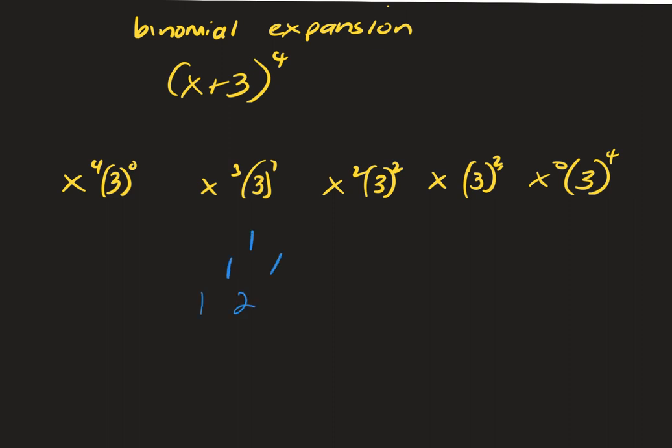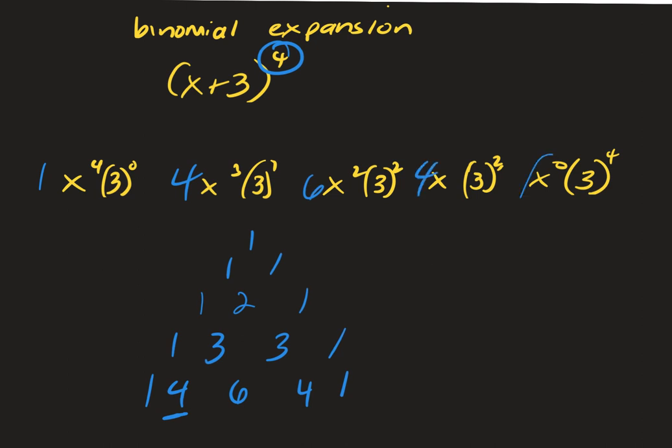1, 1, 1, 1, 2, 1, 1, 3, 3, 1, 1, 4, 6, 4, 1. And remember the second number matches the exponent. So this would be 1, 4, 6, 4, 1. It's a weird little word problem, but it asks you about the coefficient. And so you have to understand Pascal's triangle really. Yeah.